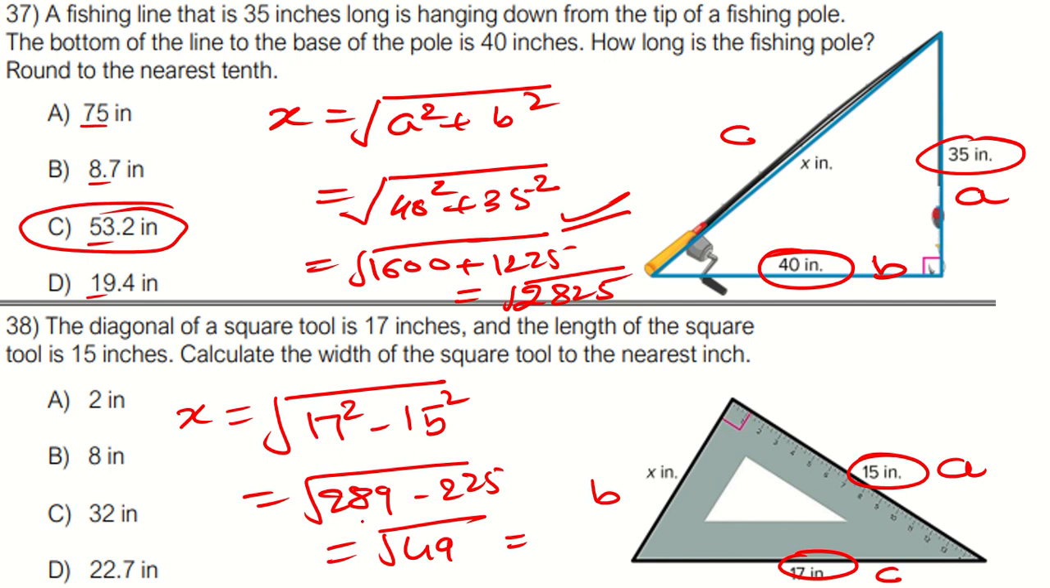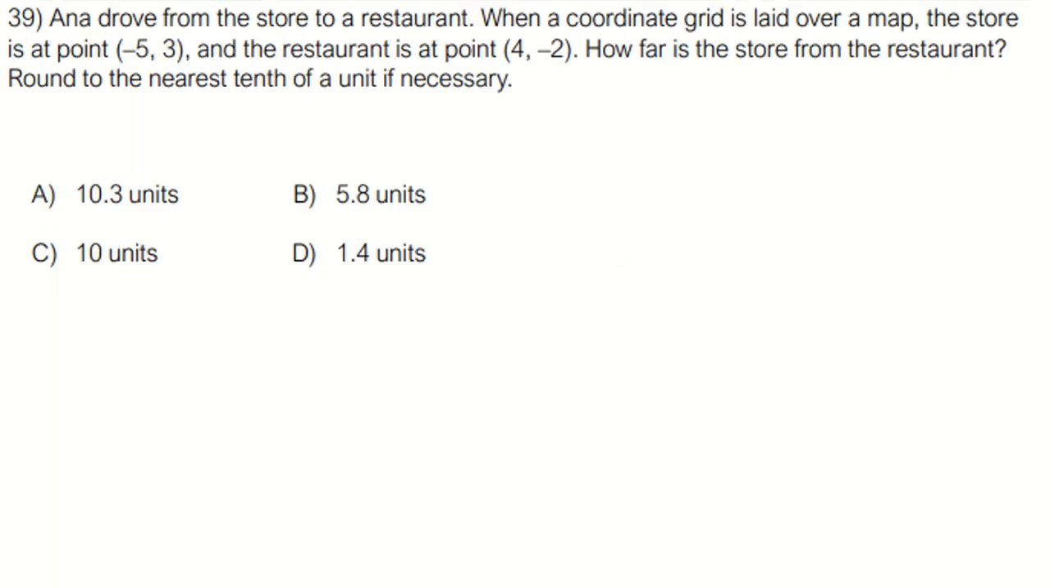17 squared is 289. So 9, this is not 49. 9 minus 5 is 4. And then 28 minus 5, 22 is 64. So the square root of 64 is 8. This is the correct answer. Okay. Hope you understand this, because this was the simple application of the Pythagorean theorem.